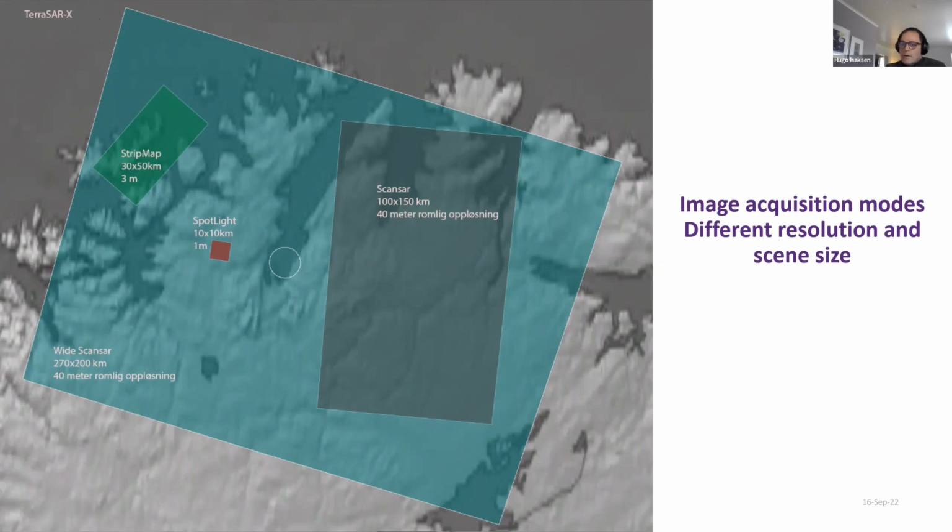Here's an example of how the different SWOTs look. The spotlight with the highest resolution is really small. You can't use it to get an overview. You need wider SWOTs for that, so you need to choose your SWOTs.